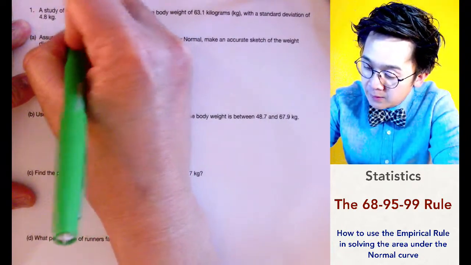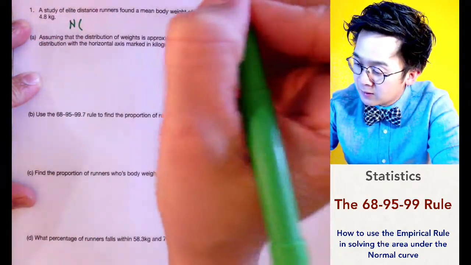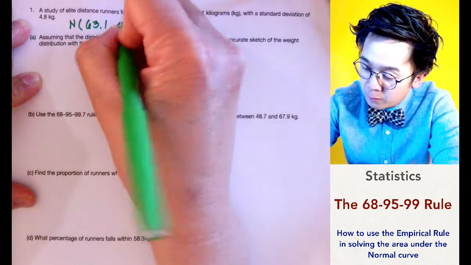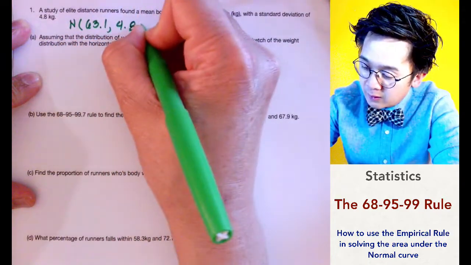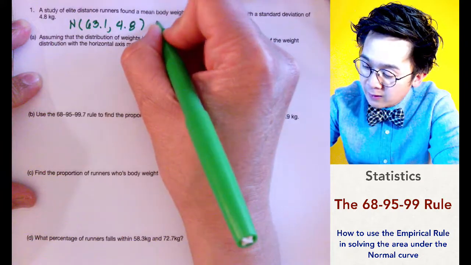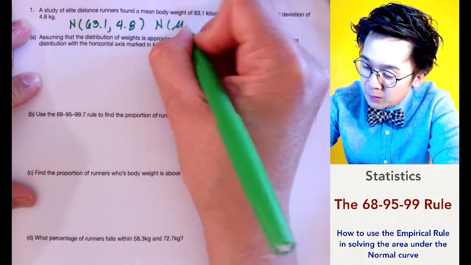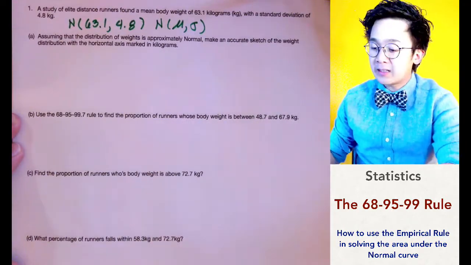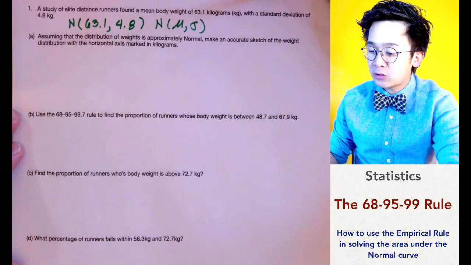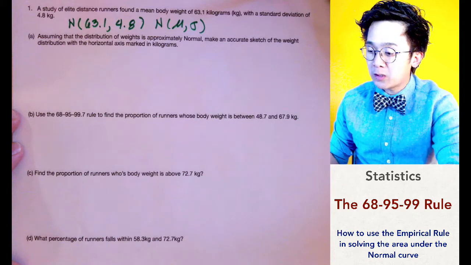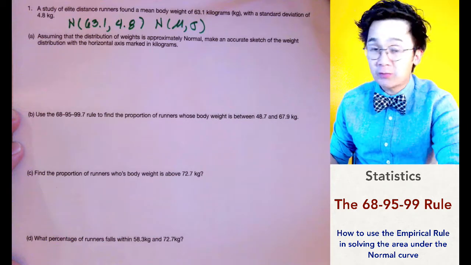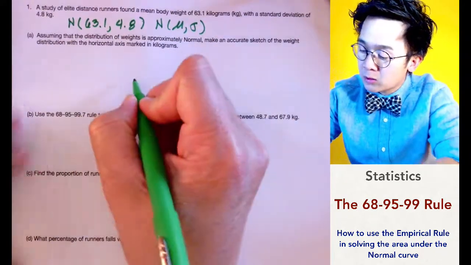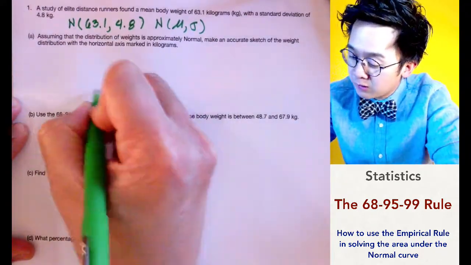Sulat natin. N is 63.1 and 4.8 kilograms. So ito yung ating normal distribution ng mu at ng standard deviation. Now, yung unang tanong sa atin is, kailangan daw nating sketch yung normal distribution based on the standard deviation and the mean. At sa pag-sketch ng normal distribution, gagawa lang tayo ng bell-shaped curve.